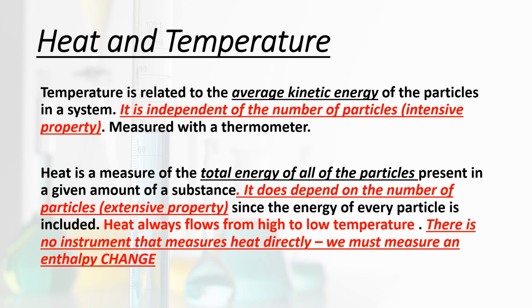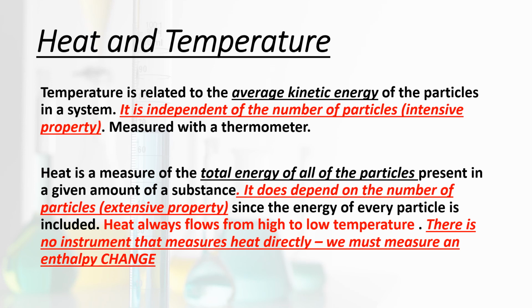And as we said, heat is our total energy of all the particles present in a given amount of a substance. And so it does depend on the number of particles, something that we call an extensive property. Because we're not calculating an average here, we're simply calculating the sum, the total of the energy. It does depend on how many we have. If we have more particles, we have more energy. And that's because we have to include the energy of every single particle.